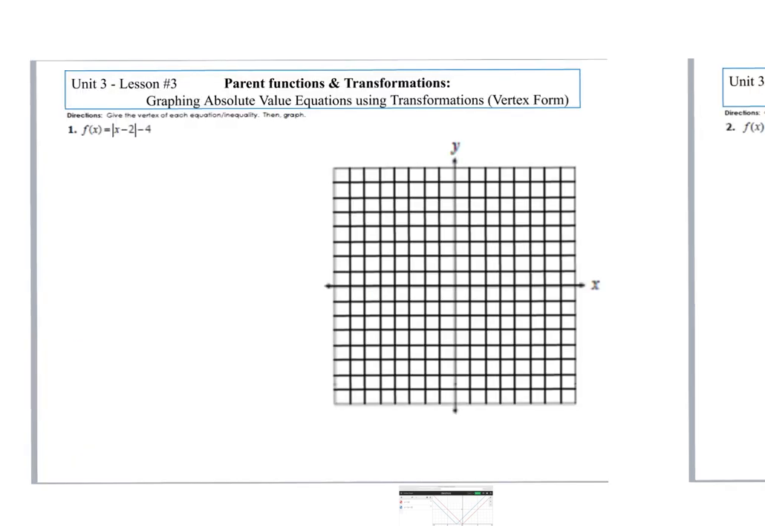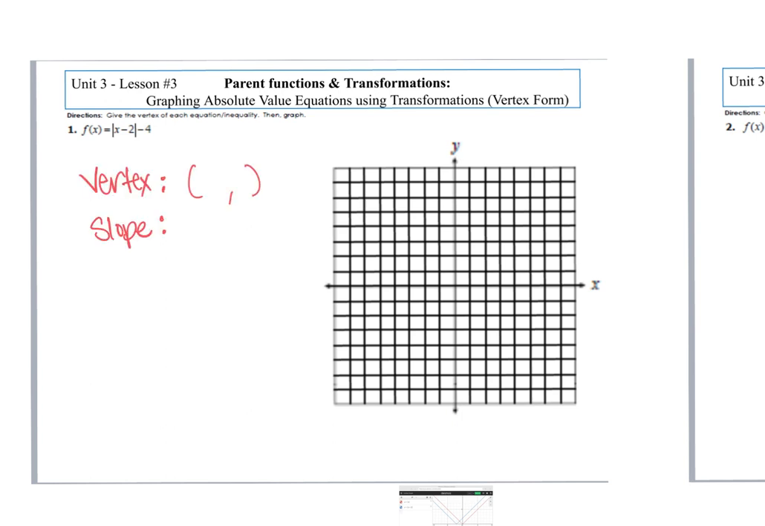Okay, so on example number 1, I have the function f of x is equal to the absolute value of x minus 2, and then outside of that we are subtracting 4. I'm not going to use a table of values. I'm going to use my vertex rules. So my vertex will always be an x and a y value.